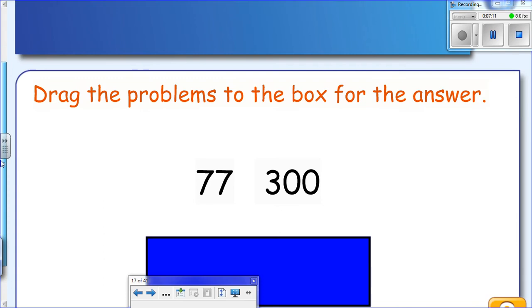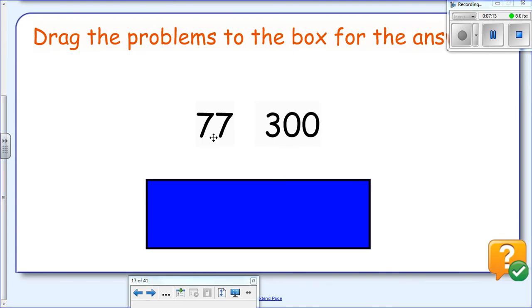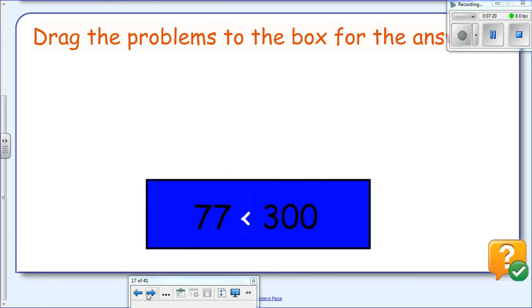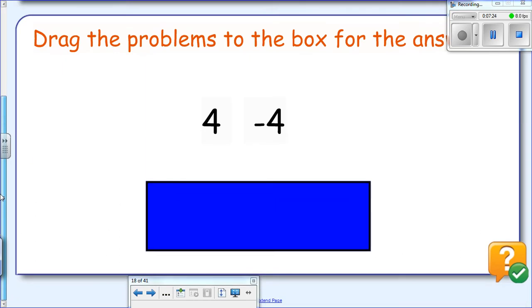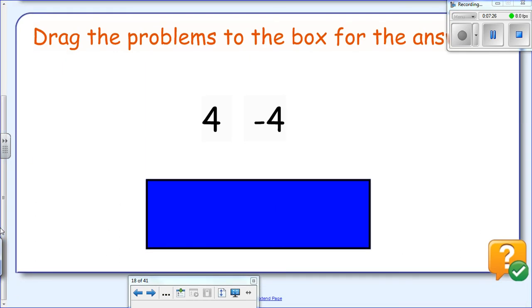All right, let's look at another one. Which one's bigger? -77 or 300? 300's bigger, so -77 is less than 300. Which one's bigger, 4 or -4? Well, anything positive is always bigger than negative, so this would be 4 is greater than -4.